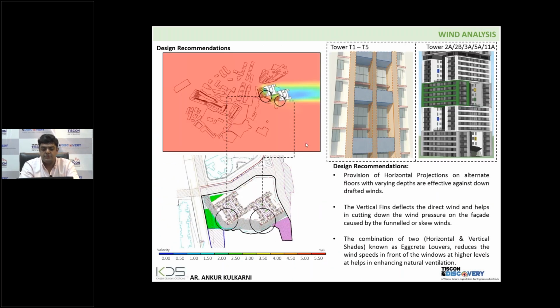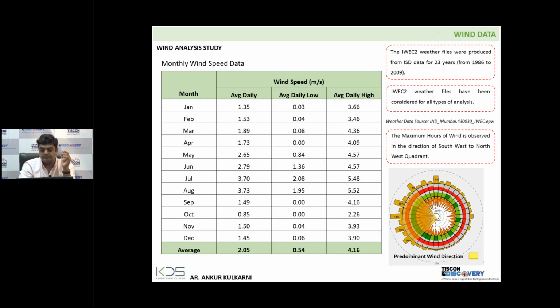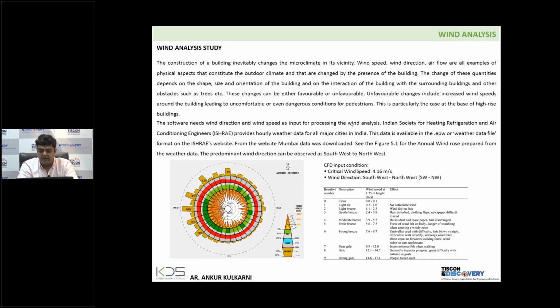And yes, for these two towers, it is not only that you should increase the wind velocity. Sometimes it becomes very challenging and difficult if you are getting wind more than 4.5 or 4.8 meters per second also. So you have to control that wind speed a little bit too. I'll just take you through this Beaufort scale. I don't know whether you can read it or not, but the maximum comfort range would be till gentle breeze.